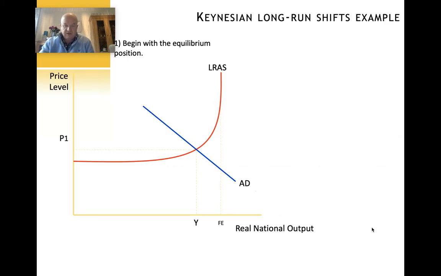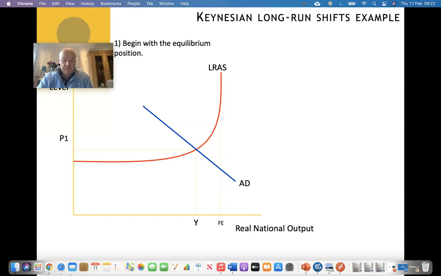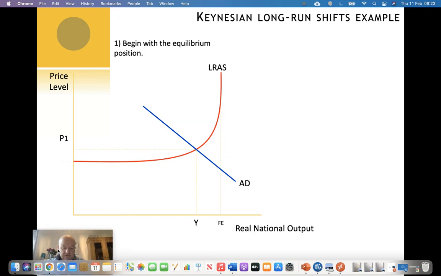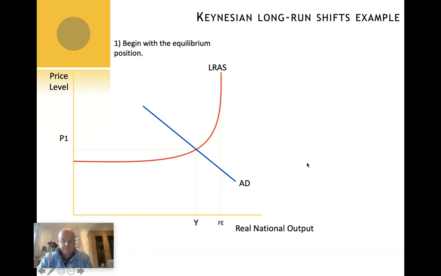Okay, so let's take this as an example. I'm going to move myself down there, it's going to make it slightly easier for you to see, I think. So we're at point 1. Our equilibrium position here is at P1, at price level 1, and we would produce at national output Y, because that's where the market would be in equilibrium.